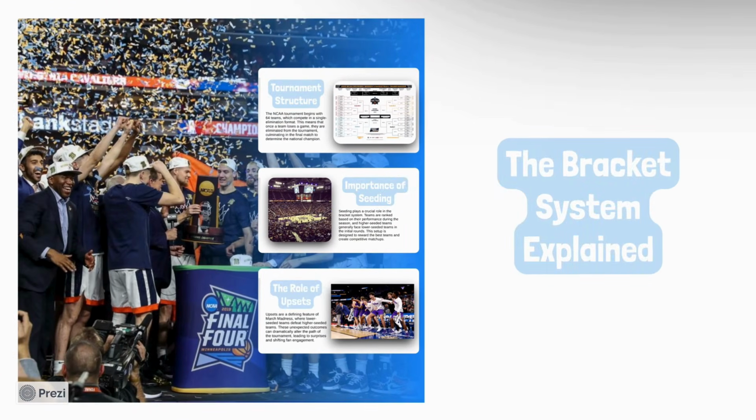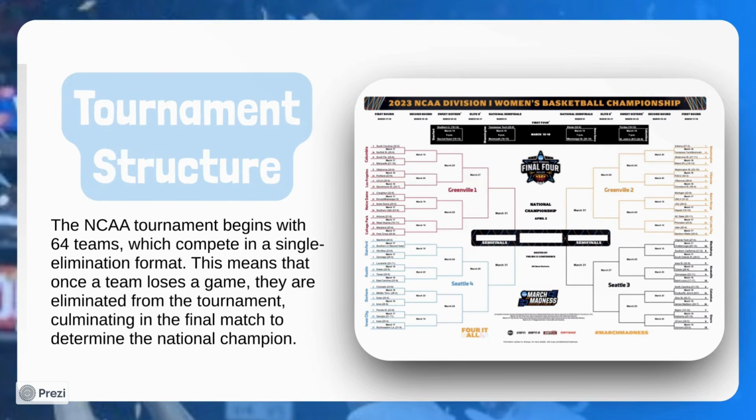Let's take a look at how the tournament is set up to fully understand the math behind it. The NCAA tournament starts with 64 teams competing in a single elimination format. That means one loss and a team is out of the tournament. Teams advance through each round of the bracket until only two teams remain, who then play in the national championship to determine the winner.